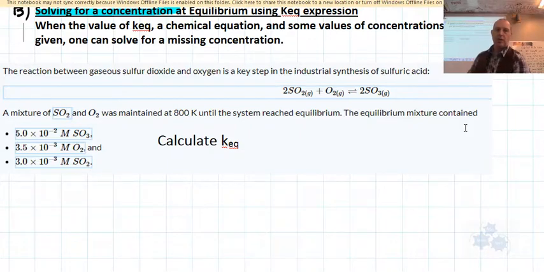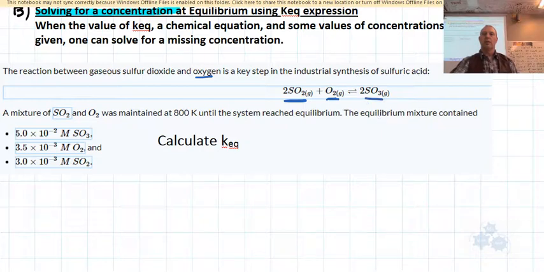Okay? So here's a reaction. You want to write down this reaction if you haven't yet. The reaction between gaseous sulfur dioxide, so that's reactant A here, and oxygen. Remember, oxygen is a diatomic molecule, so it's always O2 when it's by itself, is a key step in the industrial synthesis of sulfuric acid. Okay, so here we go. We have our equation, 2SO2 plus O2 in equilibrium with 2SO3 gas. Okay, all gases. So this is at equilibrium, very important.